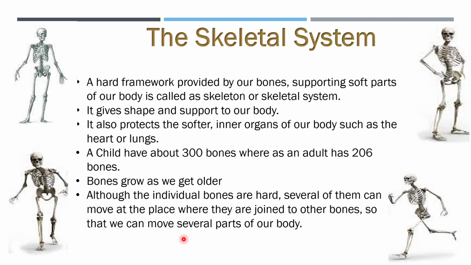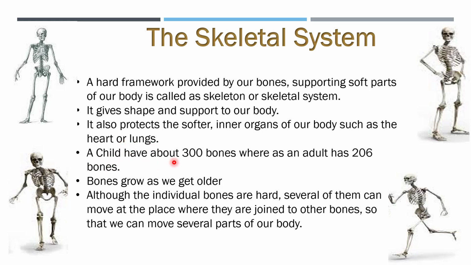Now let's have a look at the skeleton system. Do you know what is a skeleton system? A hard framework provided by our bones supporting soft parts of our body is called the skeleton or skeletal system. Can you see these images? These are the images of a skeleton. Now what does it do in our body? It gives shape and support to our body. It also protects the softer inner organs of our body such as the heart and lungs.